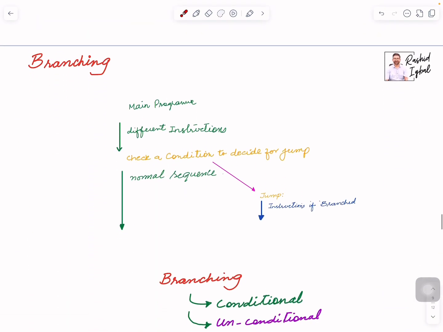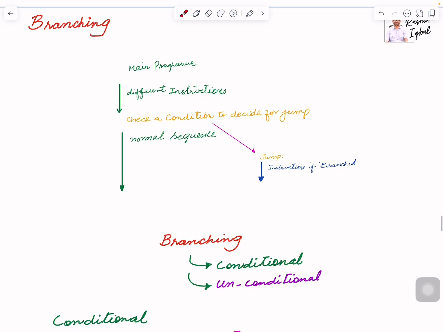Then we started looking into branching. Branching makes the program more interesting because you're making some decisions, right? Decisions can be based on certain conditions, and that is called conditional branching. Or the branching can be unconditional: you have to jump anyway, and it doesn't matter what, so no condition. So this is your main tree, and this is your branching off.